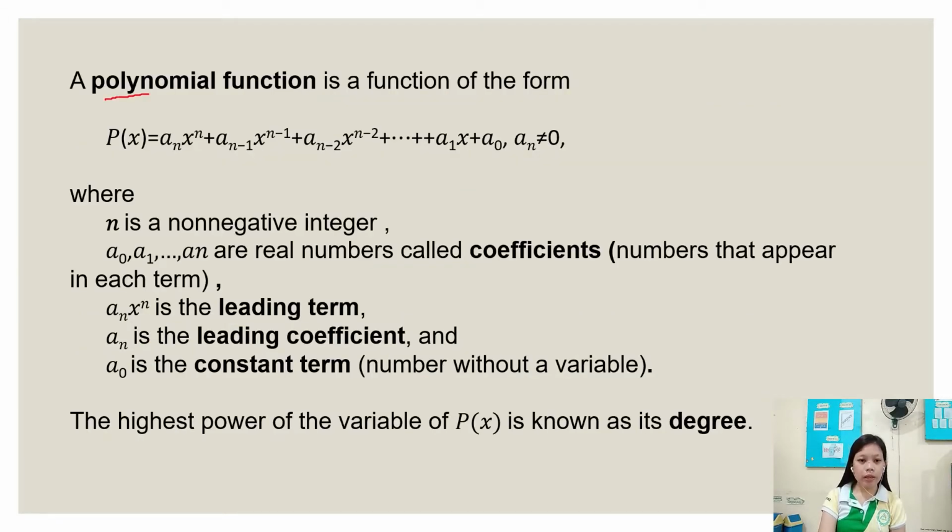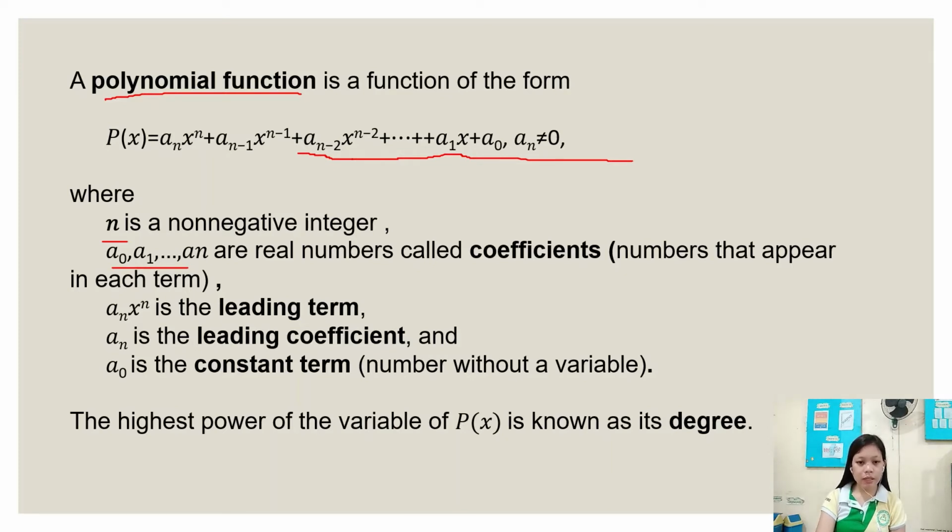So, here is the definition of a polynomial function. A polynomial function is a function of the form p of x equals a sub n x to the n power plus a sub n minus 1 x to the power of n minus 1 plus a sub n minus 2 x to the power of n minus 2 plus, and so on, where a sub n is not equal to 0, and n is a non-negative integer. The a sub n, a sub 1, a sub 0 are real numbers called coefficients, the numbers that appear in each term.